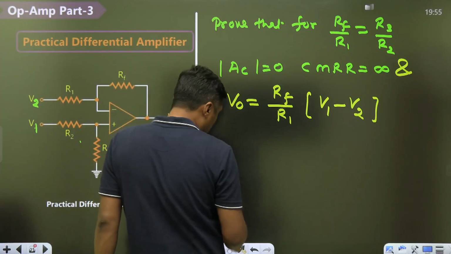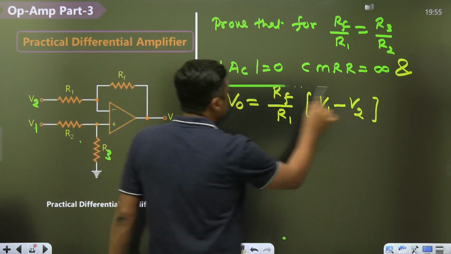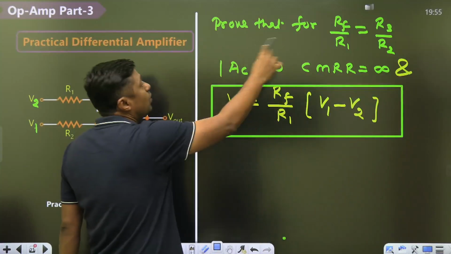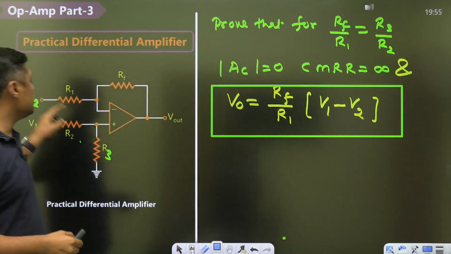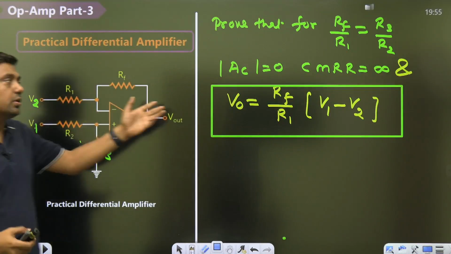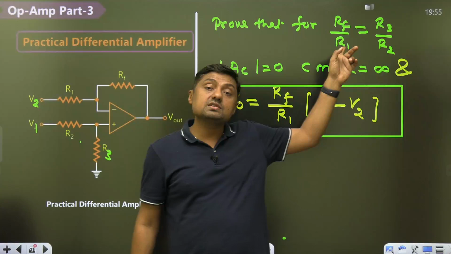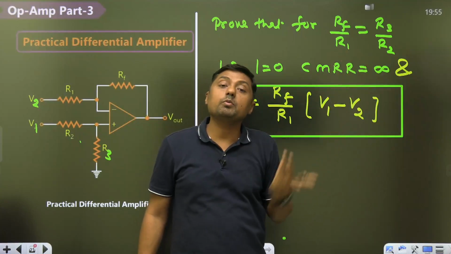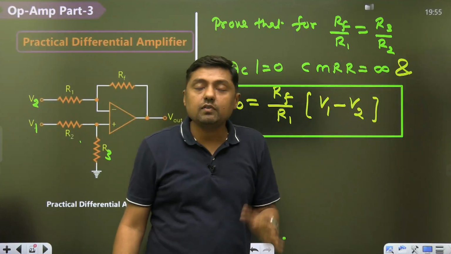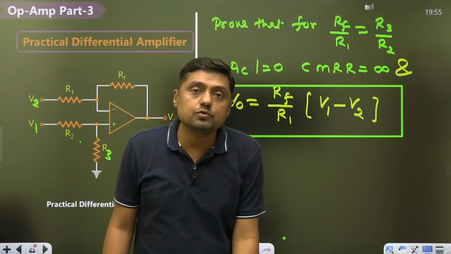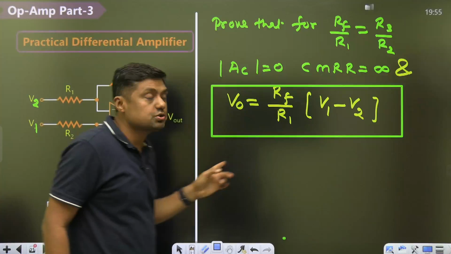But just to get this output, what should be the ratio? You have to check the ratio. RF by R1 is equal to R3 by R2. Then this is the output. But suppose this ratio is not satisfied, then what will be the output? In the next session, I will cover the differential amplifier by using op-amp. Till then, please get command over this topic.